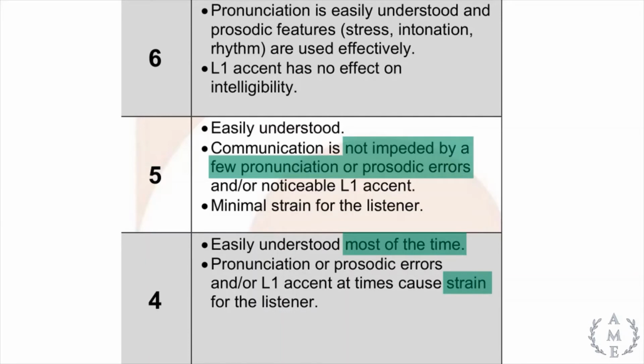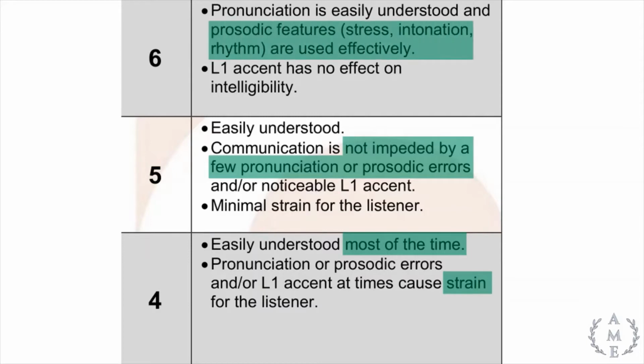However, to achieve a band 5, you need to be easily understood at all times. Okay, there can still be some errors in pronunciation, or what we call prosodic errors. So perhaps you use the wrong word stress, you stress the wrong syllable in a word, but the important thing is that the assessor can still understand clearly what you're saying.